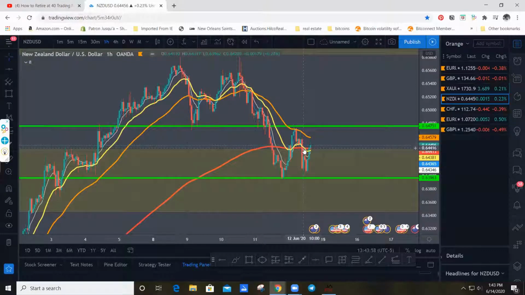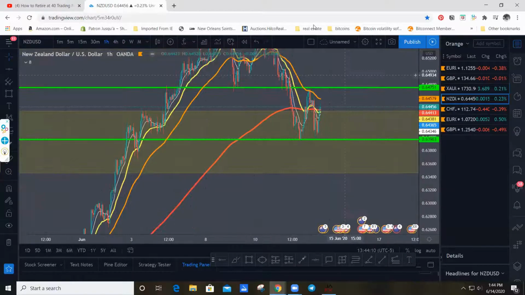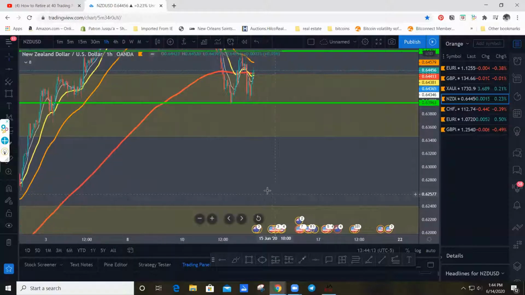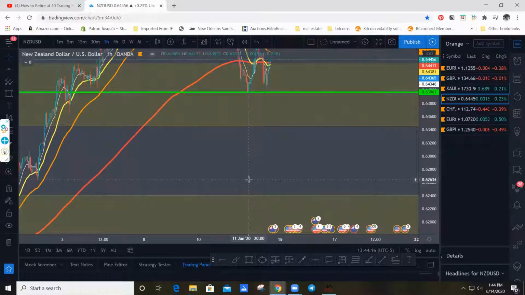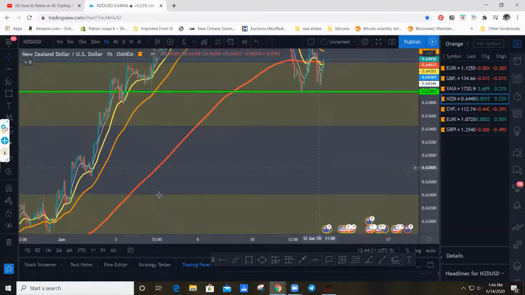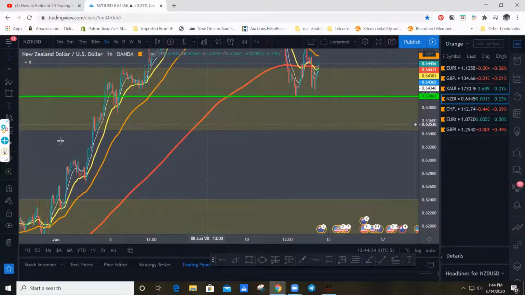But on the downside, taking it to here, that next zone is pretty much right here. So all year, and that's more than 100 pips. 153 pips.